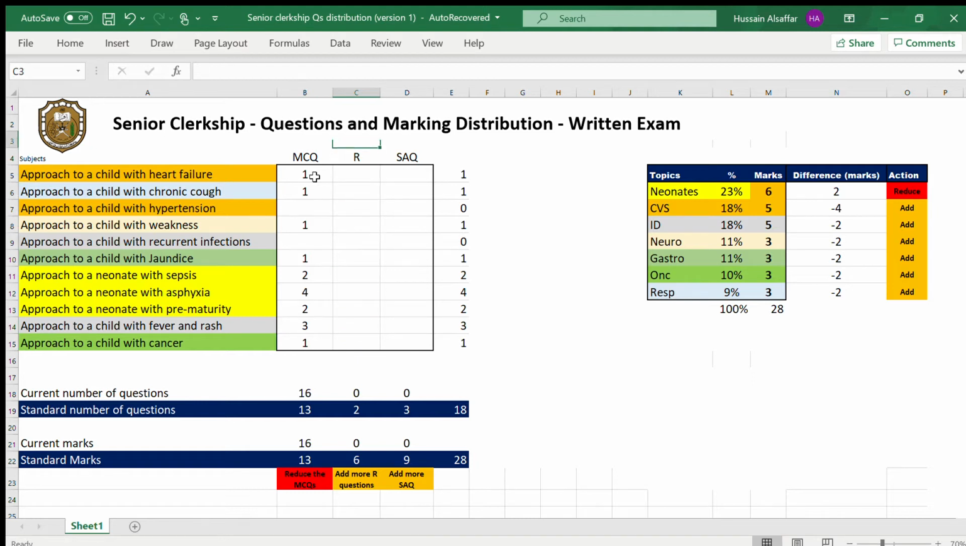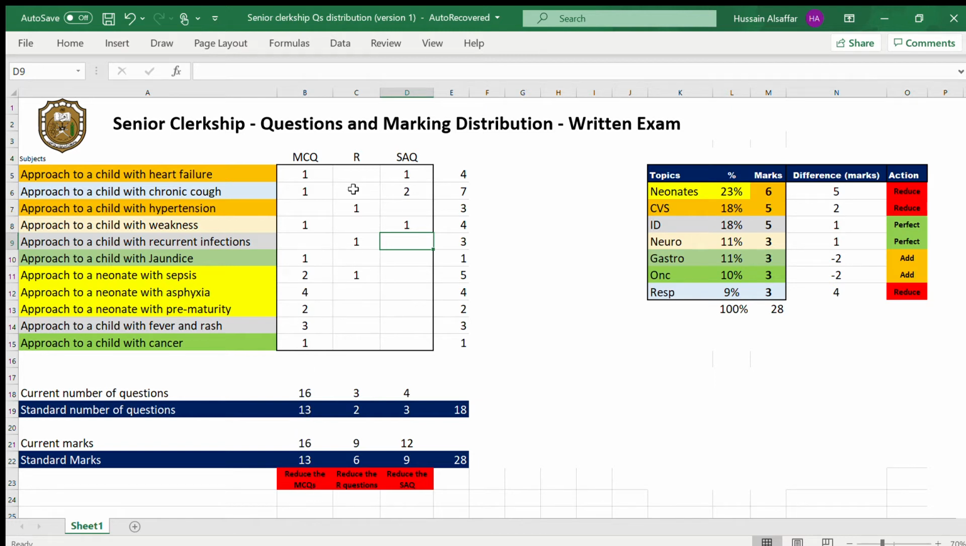I put the R types here. For example, I got 1 question for hypertension, 1 question for recurrent infections, 1 question for sepsis. And then the SAQs, I've got 1 question here, 2 questions for chronic cough, and 1 question for weakness. So then I will look here at the recommendations.